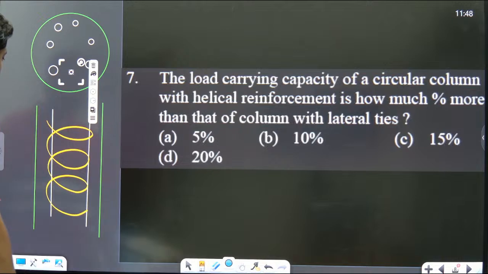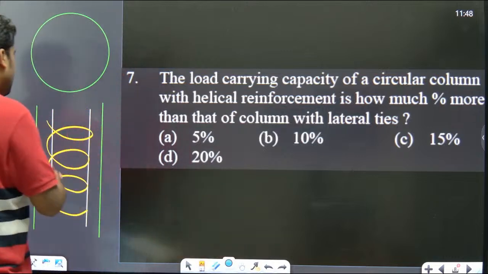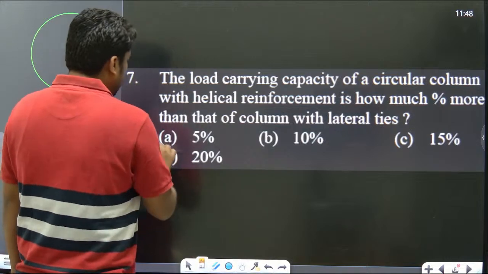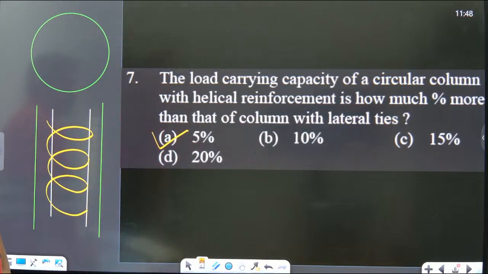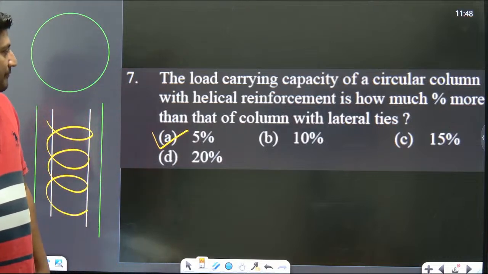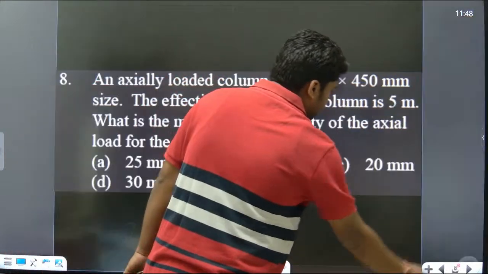Top view will look like this. Yes or no? This is how you need to analyze the question. Whenever there is a helical reinforcement, load carrying capacity increases by 5%. Yes or no? 5% more. Yes, very good. Moving ahead.